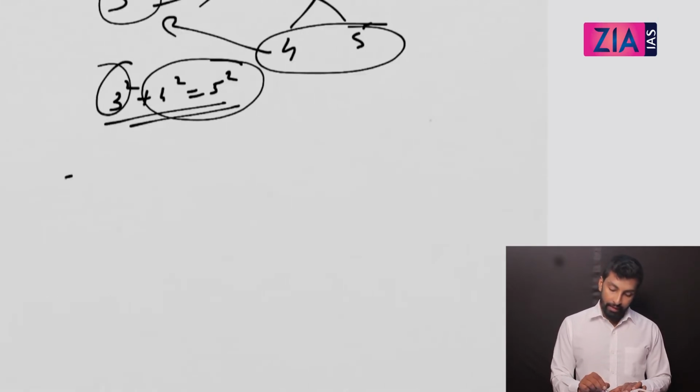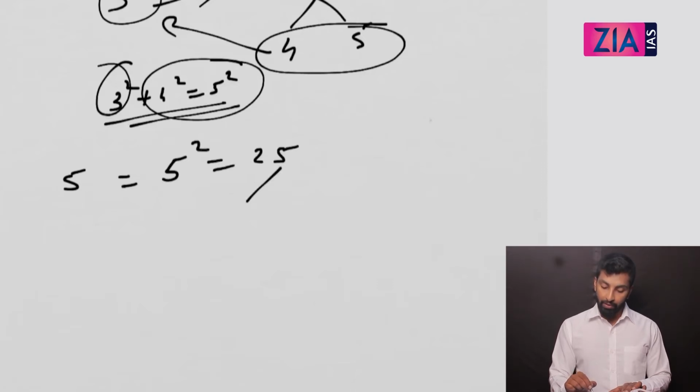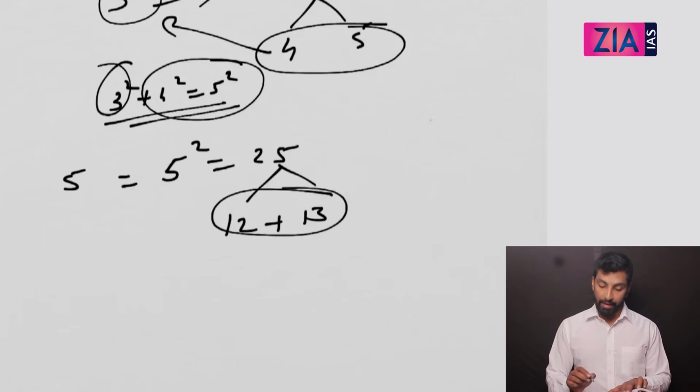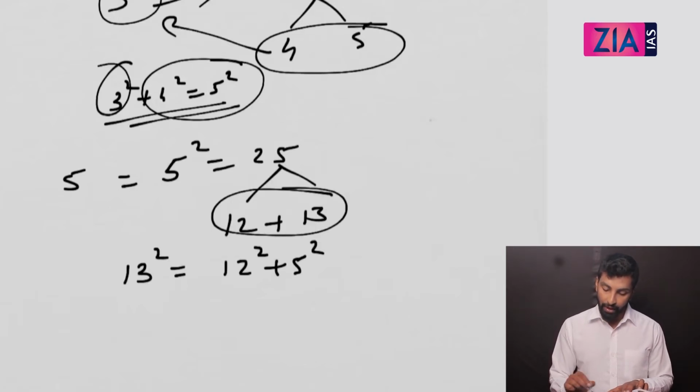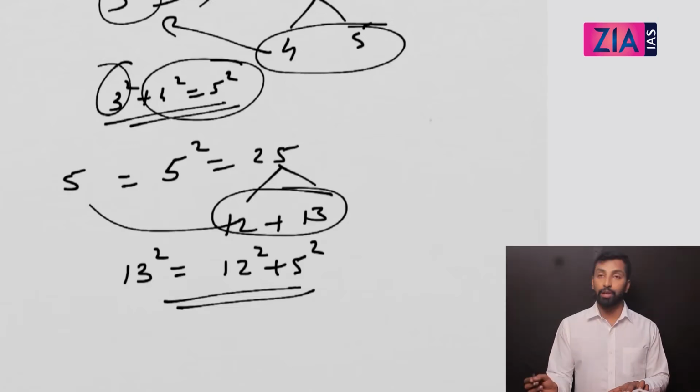So if I give you one side is 5, what about the other two sides? What you need to do is, 5 square is 25. Write 25 as 12 plus 13. Then these two are the other two sides. Like you can write 13 square is equal to 12 square plus 5 square. So these three are the Pythagoras triplets. I hope this is clear for all of you.